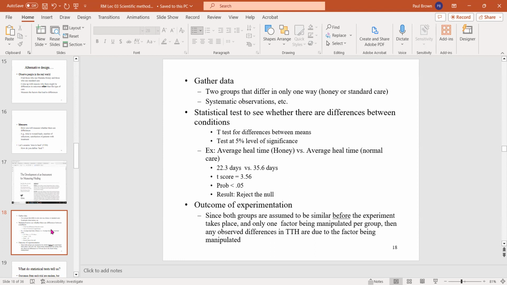You might do the next study, and the next study for Manuka honey gets a mean of 37.5 days up here. And you might do it again, and you get a mean of 29.2 days. So it could be that this is just an outlier, and you've got this result just by chance. It's happening like that. Make sense?